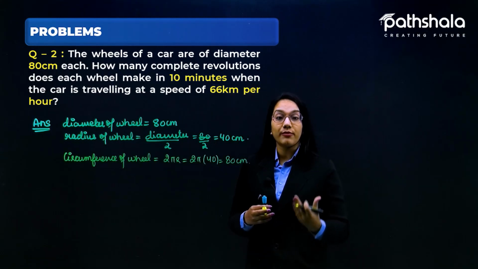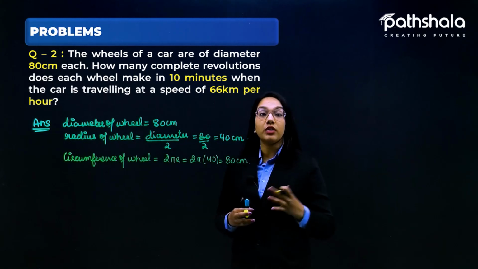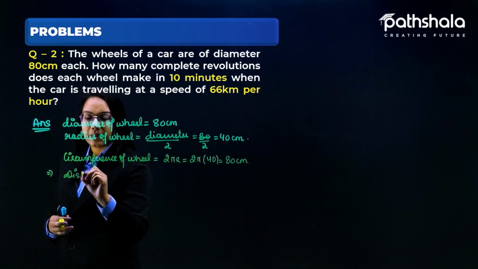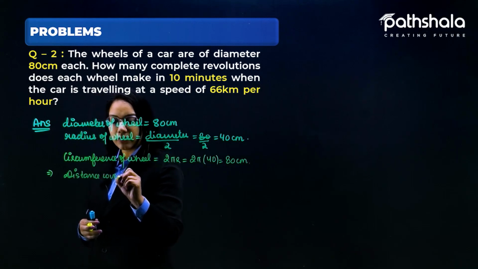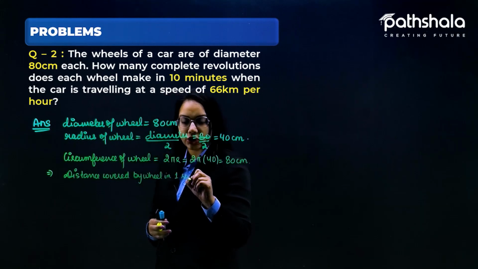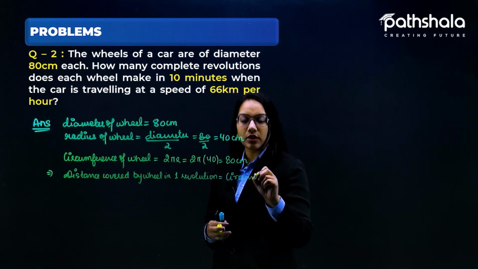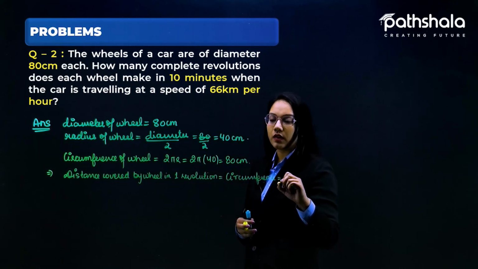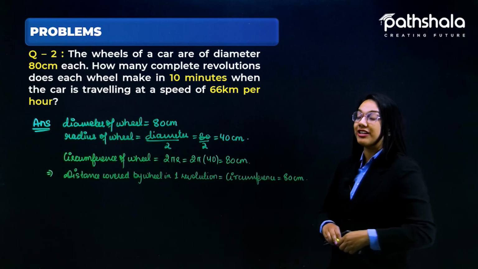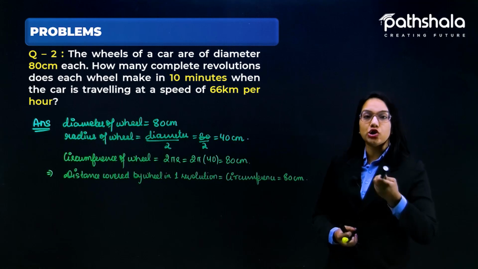So definitely the circumference of the wheel, or the distance which is traveled by the wheel in one revolution, should be equal to each other. It implies that the distance covered by the wheel in one revolution should be equal to the circumference of the circle, which should be equal to 80 centimeter. Now let's talk about the other concept.